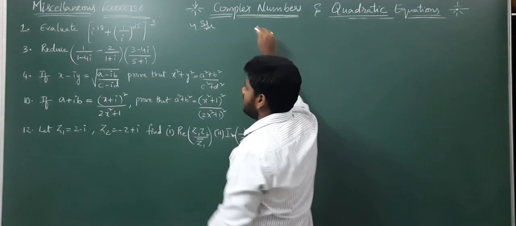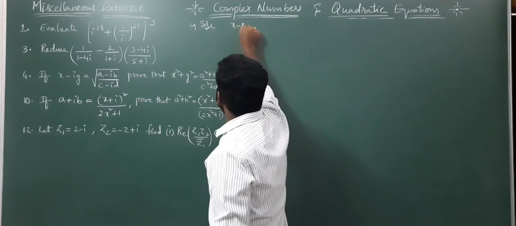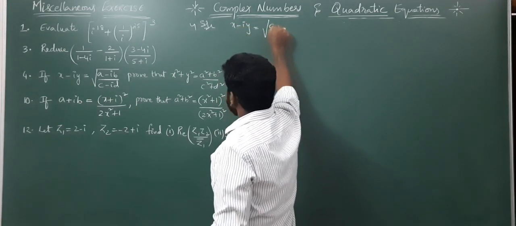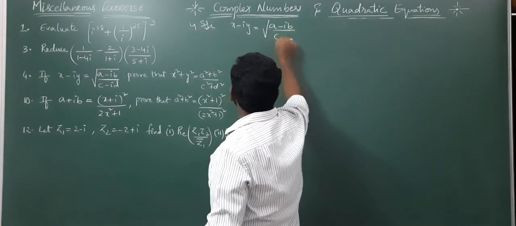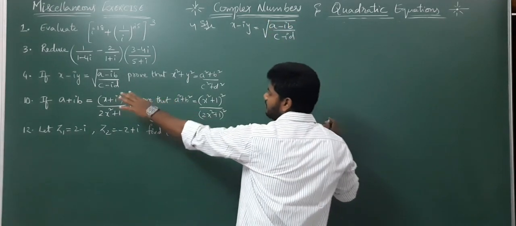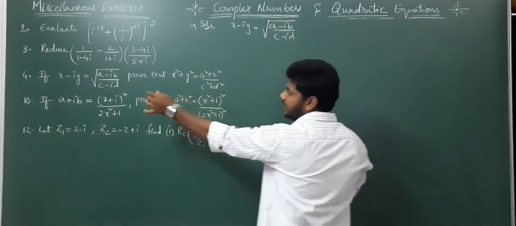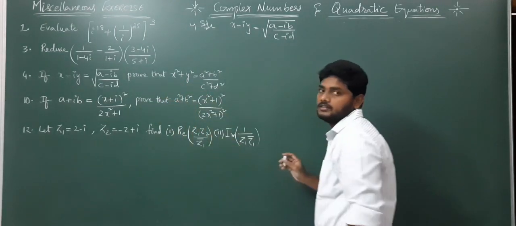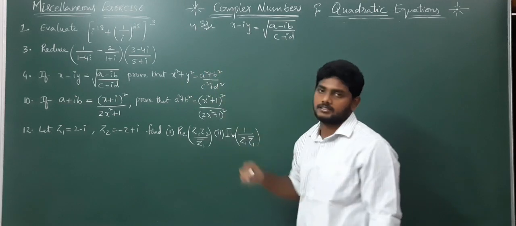See what they have given: x minus iy is equal to the square root of (a minus ib) by (c minus id). In order to get that x and y value, we need to simplify this. After getting x and y values, we need to substitute here. In LHS, we will get that RHS.